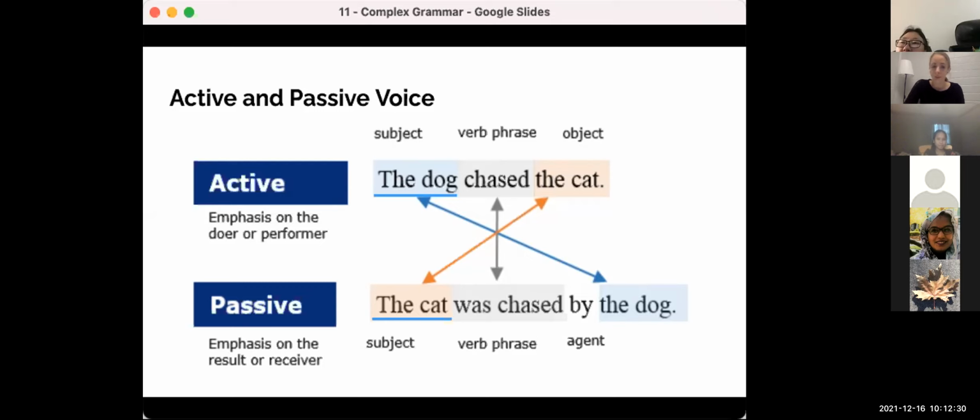There's another reason that we might use the passive instead of active. Sometimes we don't know who did it. This word, agent, is the name that we give to "by the dog." We use the word by to identify the doer of the verb in this passive sentence. Sometimes we don't know who did it. Sometimes we know, but it's not important. And sometimes we just don't know, so we can't say it in the active.